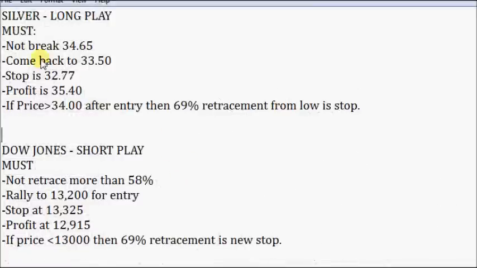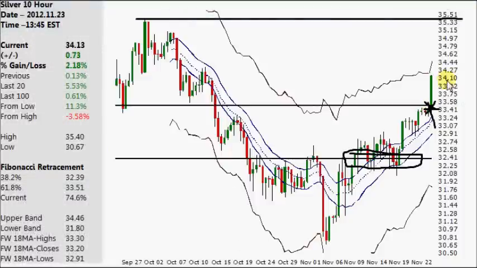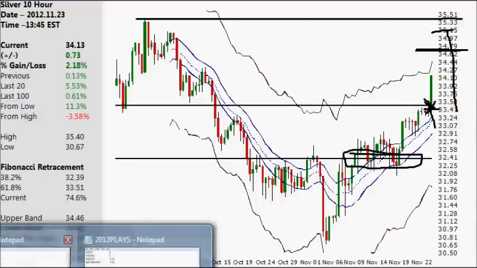So this is what must happen. It must not break 34.65 and come back to 33.50. So it cannot break past here-ish and then come back to this level here. Because if it goes, say, up here and then comes back, I'm not going to like it as much anymore. So that's why I can't do it. Okay, so it's got to do that.